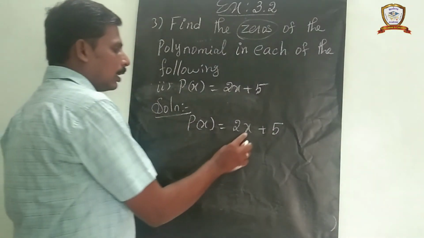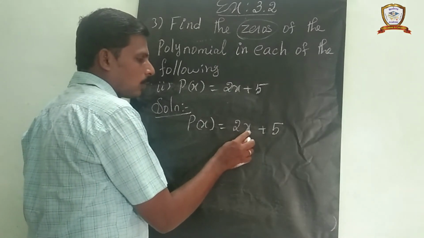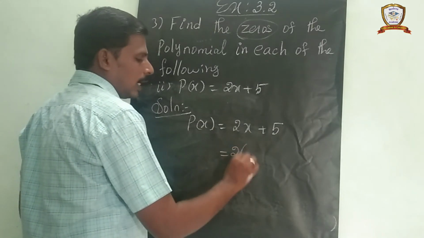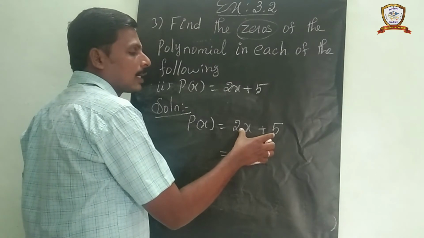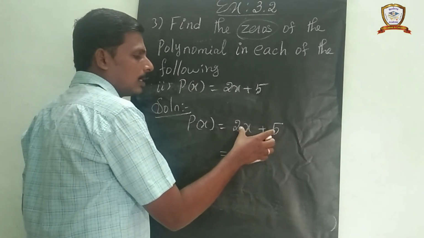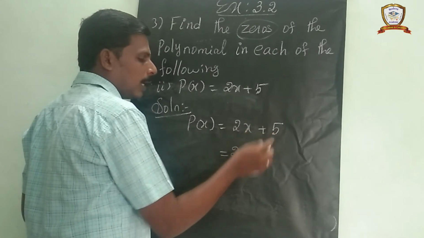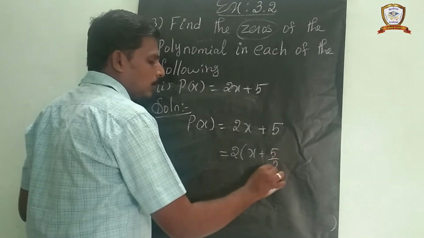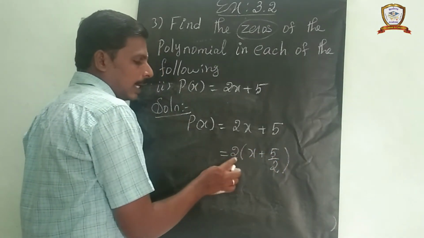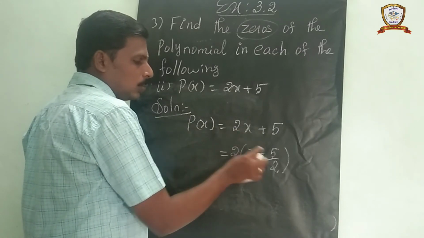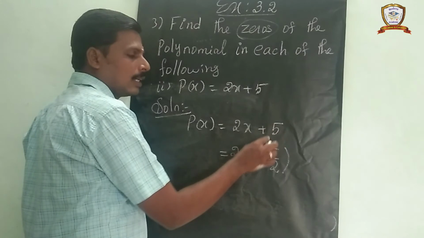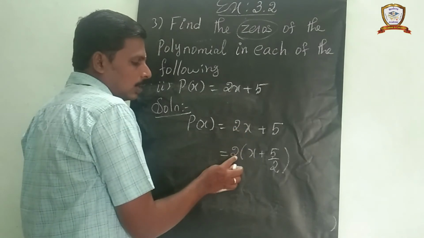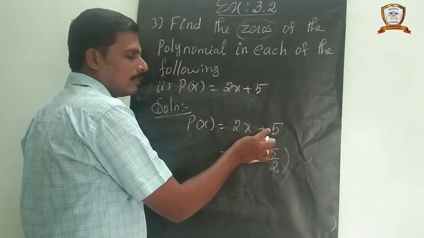Here the coefficient of x is 2. So take 2 from outside of the bracket. Take 2 as a common factor in these two terms. So take 2, here x, here 5 by 2. Multiply by 2 in this bracket, 2 into x, 2x, 2 into 5 by 2, the 2s are cancelled, we get the answer 5.